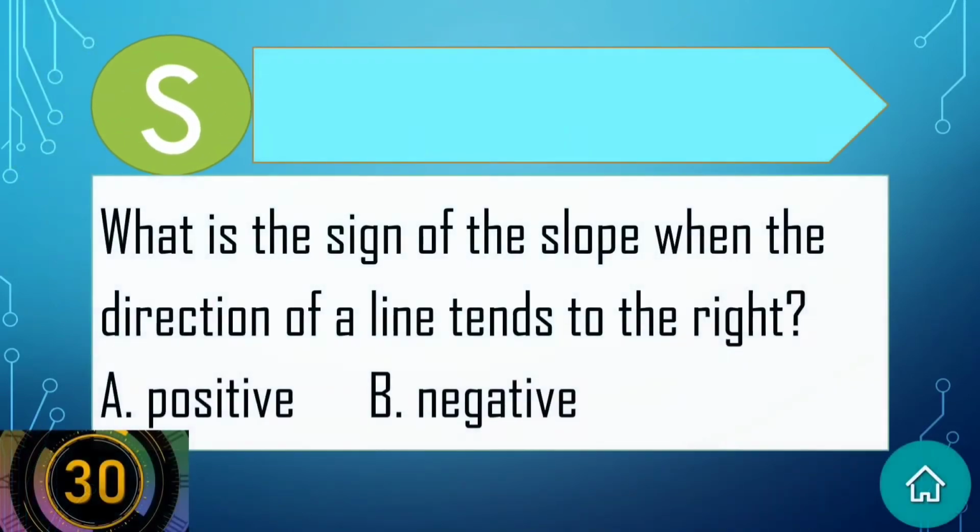The question in letter S is, what is the sign of the slope when the direction of a line tends to the right? Is it A, positive, or B, negative? So this is your last question. So your time starts now.